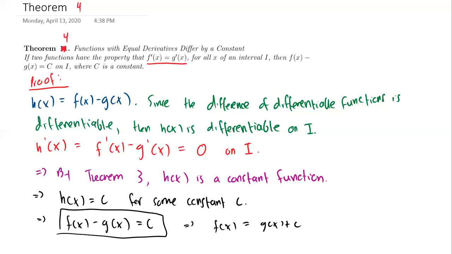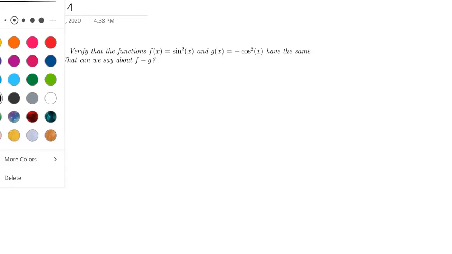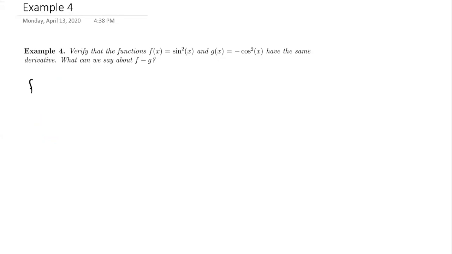Hopefully this works with one example. Okay. So example 4. Verify that the functions f of x equals sine squared x and g of x equals negative cosine squared x have the same derivative. What can we say about f minus g? Okay. So let's do the first part. Let's verify that they have the same derivative.